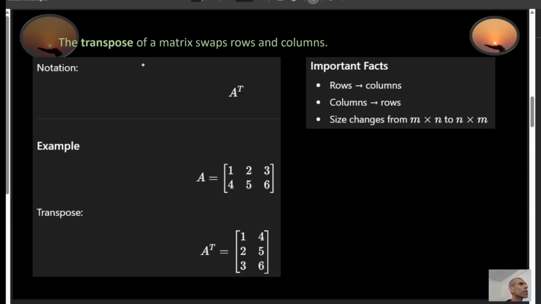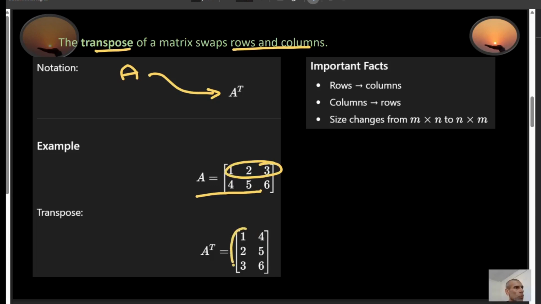And then you have transpose of a matrix. What it does is it swaps rows and columns. So for example, let's say you have a matrix A and you want to transpose that. This will be written something like this, A, and then you put T on top of that. Suppose this is your matrix A right here and you want to transpose that. This row 1, 2, 3 becomes a column 1, 2, 3, and this row 4, 5, 6 becomes a column 4, 5, 6. So your rows and columns have swapped. Your rows turn into columns, and your columns turn into rows.